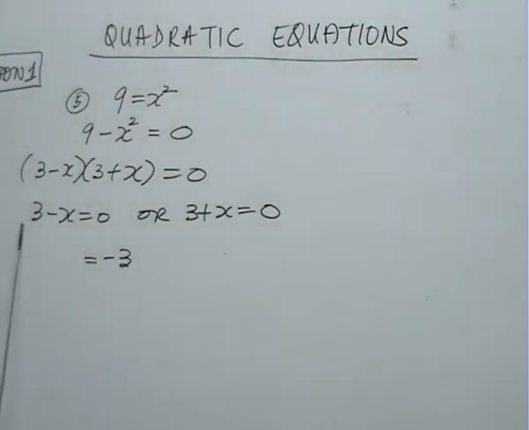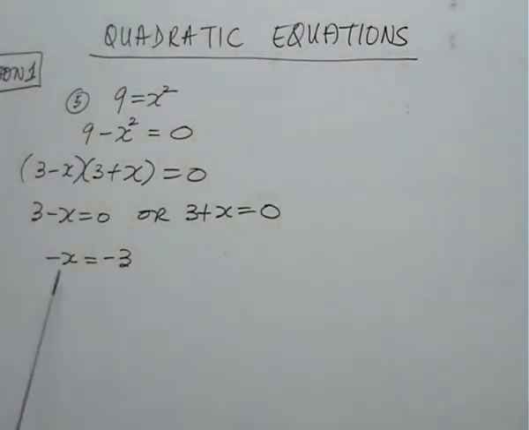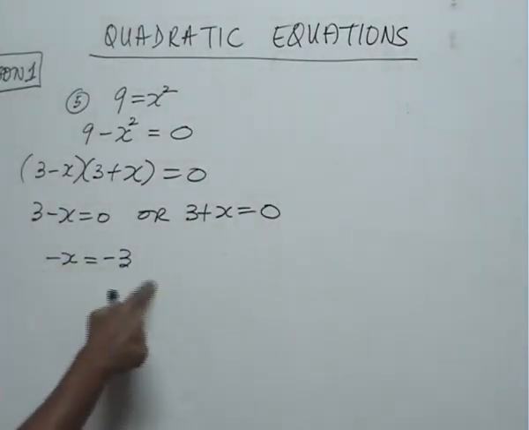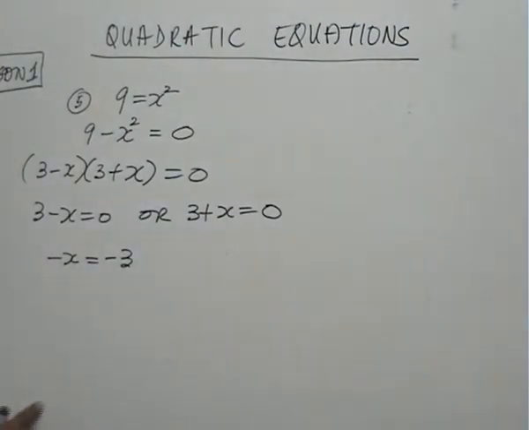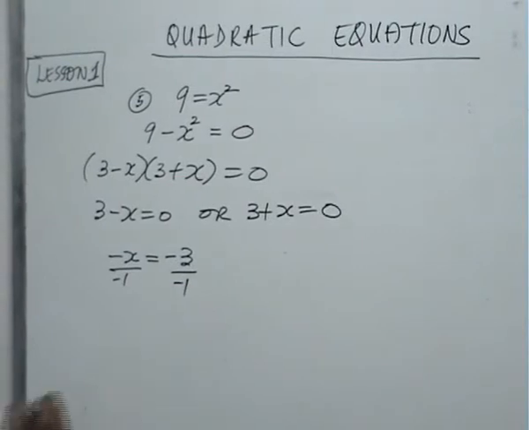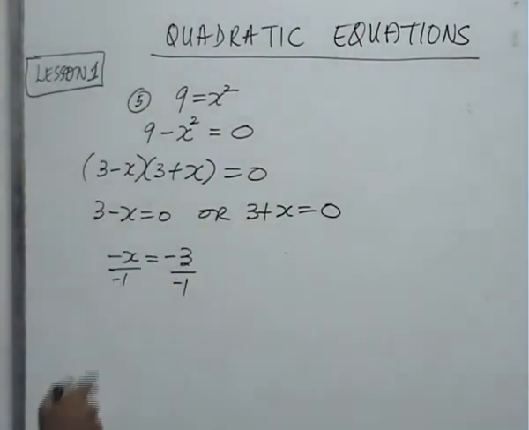I'm transposing the 3. What's left here? Minus x. Now it's not complete. Minus x is equal to minus 3. Well, you know from your previous knowledge that this is not solved yet. To solve this, I got two choices. I can either divide by minus 1 here, divide by minus 1 here. Or I can multiply by minus 1 here, multiply by minus 1. Two choices. I've decided to divide.